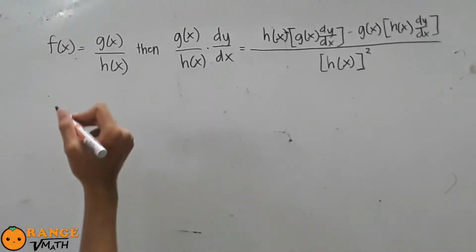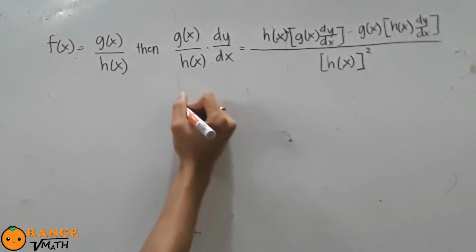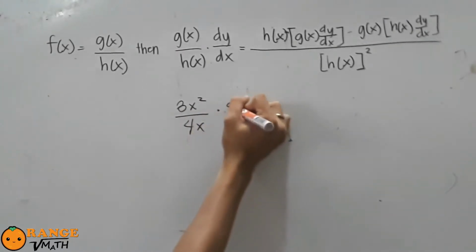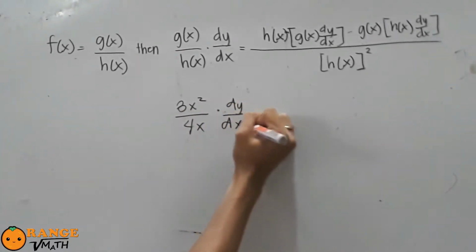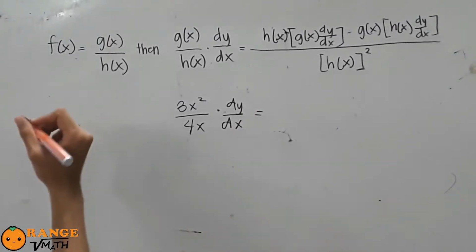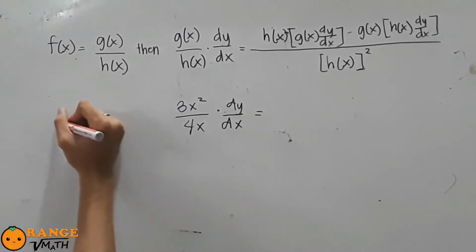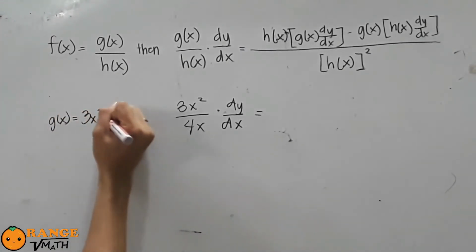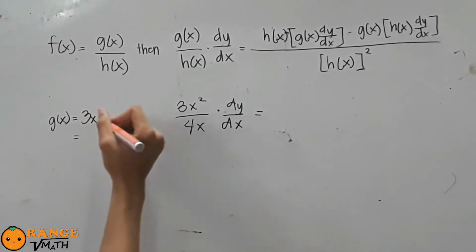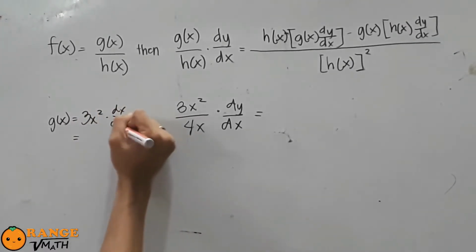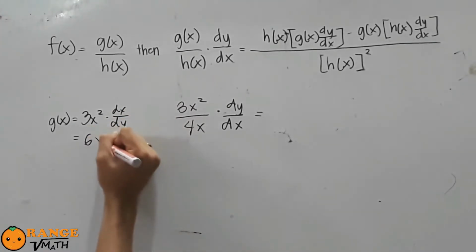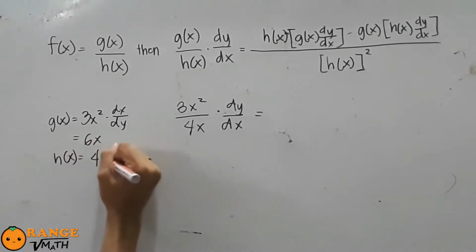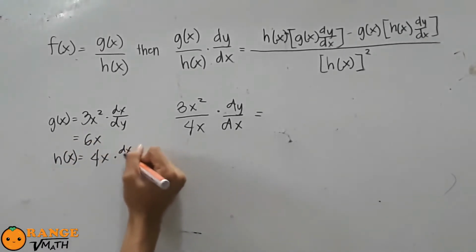For our example number 1, we have the derivative of 3x squared over 4x. To make our solution easier, we must first identify the functions and their derivatives. For our g of x, we have 3x squared, and the derivative of g of x is 6x. For our h of x, we have 4x, and the derivative of 4x is 4.